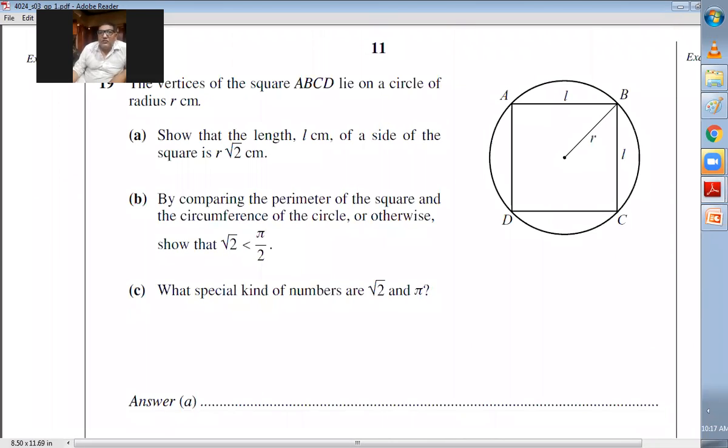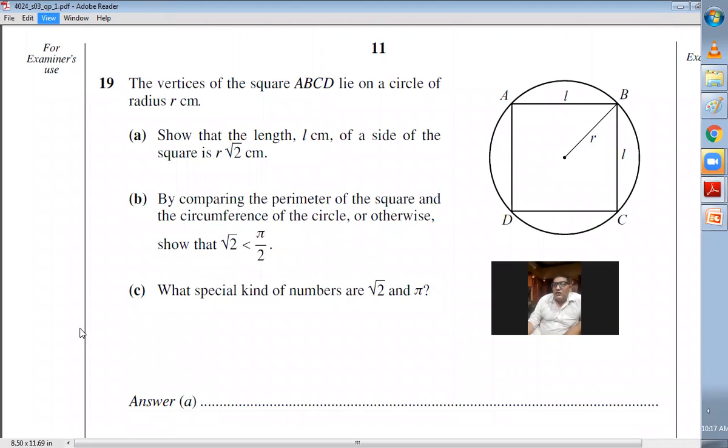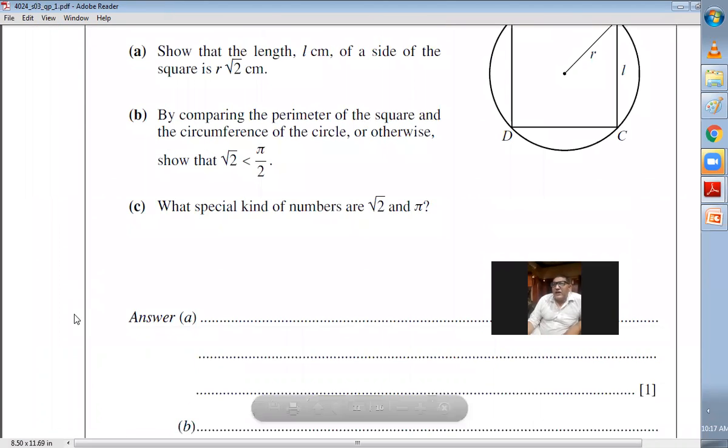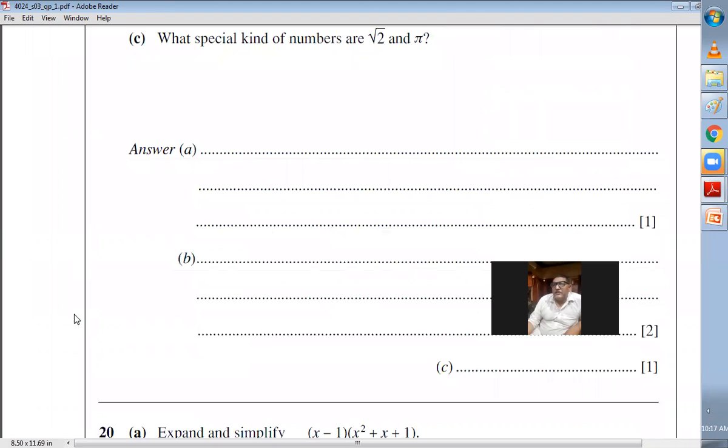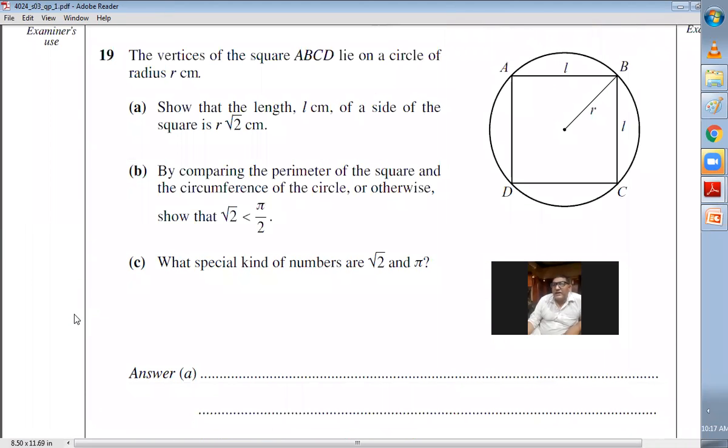Okay, so now it's a 1 mark question, the first part, and then the next part is a 2 mark question. That's question number 19. It says the vertices of a square ABCD lie on a circle of radius R. Show that the length L centimeters of a side of the square is R under root 2 centimeters. So we have to show that this length is that.